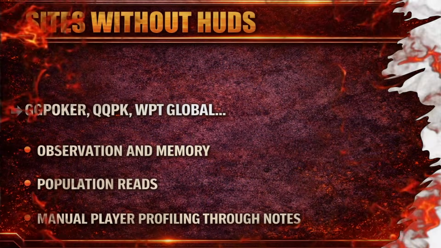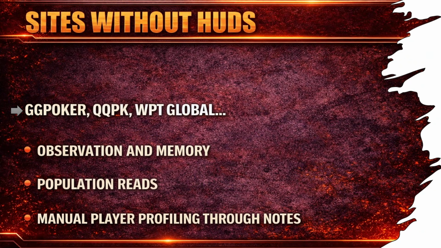On sites like GG Poker, QQPK, or WPT Global, HUDs are not allowed. So what changes? Observation becomes critical. Memory becomes a weapon. Population reads become extremely important. Manual profiling through nodes replaces automated stats.